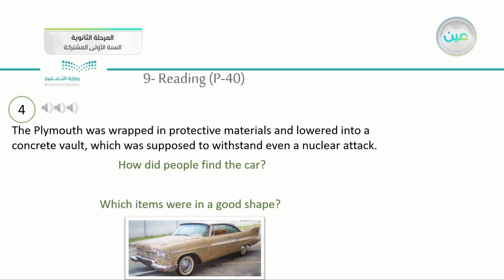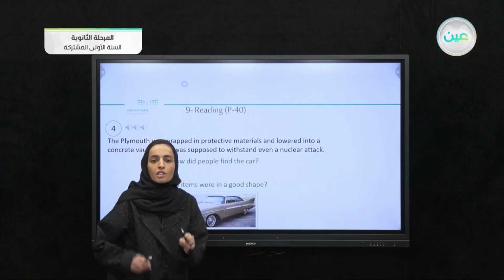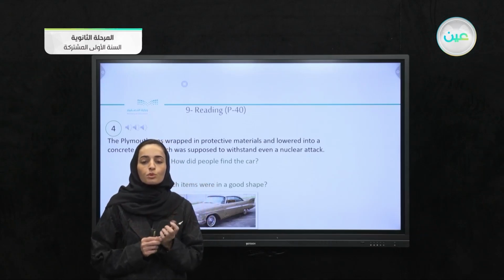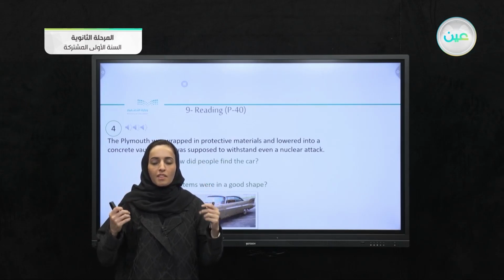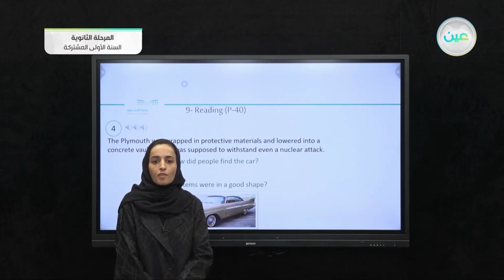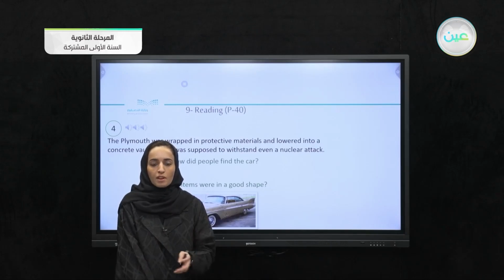Okay, so how did people find the car? How can you describe it? They tried their best to protect it. They covered it in a protective cover that can survive a nuclear attack. So if an explosion happened there, nothing bad is going to happen to the car.